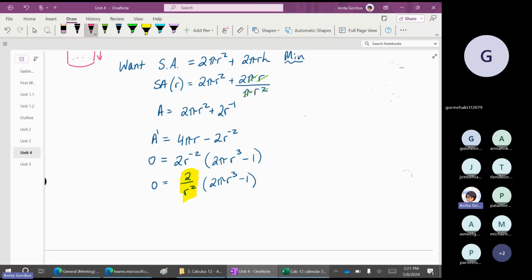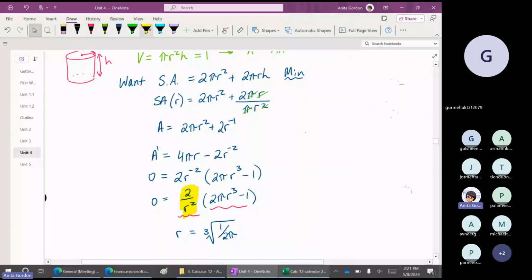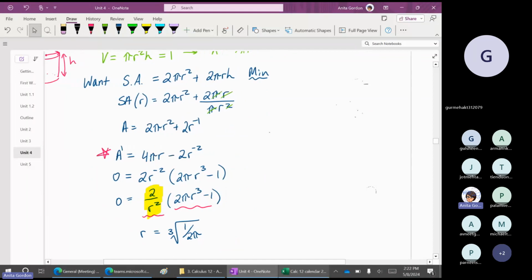Okay, moving on. This does not give us a legitimate solution, so we're just focused on this part here. So then r equals the cube root of 1 over 2 pi. We did end up in the same place, but I want you to catch the in-between bits, okay? Okay, this is a critical point. Looking at a prime, is it worth us doing a double prime, or should we test the number scale? Okay, remember double prime doesn't always work, yeah?